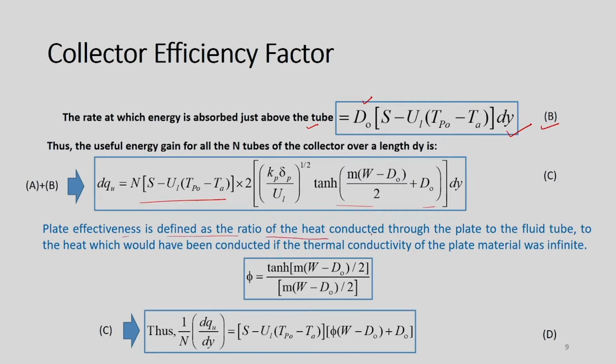defined as the ratio of the heat conducted through the plate to the fluid tube to the heat which would have been conducted if the thermal conductivity of the plate material was infinite. So, under that consideration we can define this effectiveness. Effectiveness will be something like tanh of m(W minus D naught by 2) divided by m(W minus D naught by 2). This can be utilized in this expression C, and then we can modify this expression like this. So, this expression is in terms of plate effectiveness phi. So, phi is multiplied here.